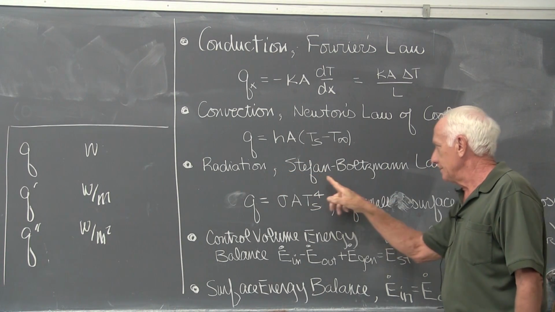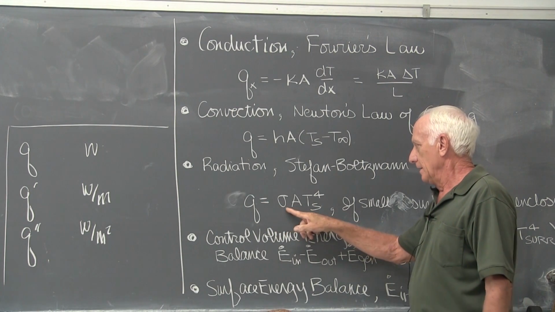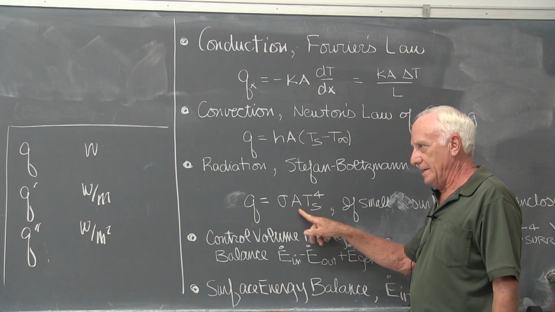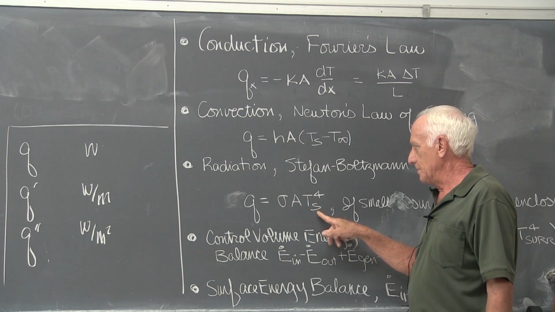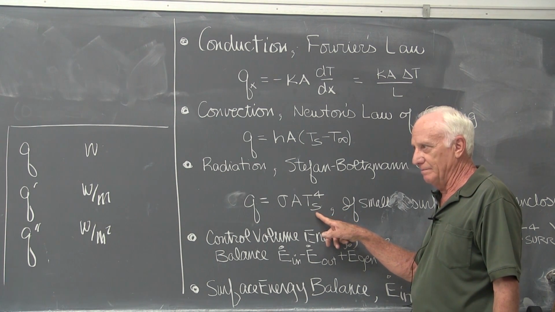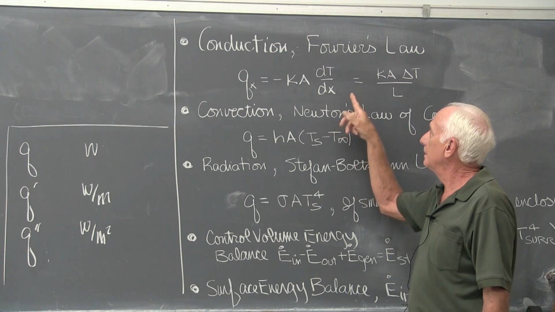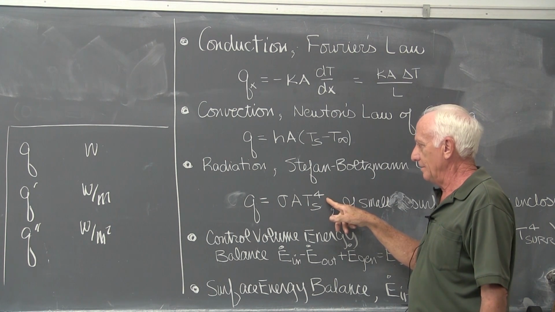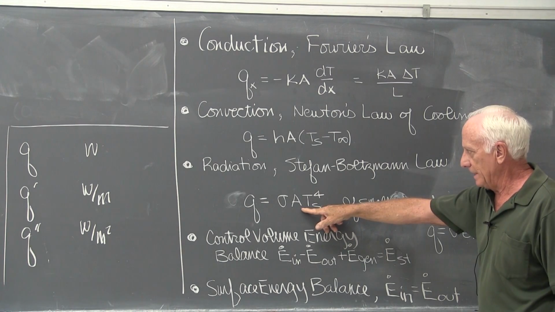For radiation, Stefan-Boltzmann law. Again, Q in watts, the heat rate. A constant, sigma, the area that's emitting the radiation, the emitting area. Surface temperature, raised to the 4th power. Surface temperature must be in absolute temperature. Convection, you can use absolute or relative. Conduction, absolute or relative. Radiation, only absolute. This is for a single surface emitting radiation.